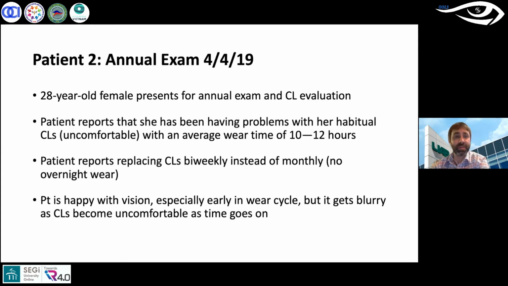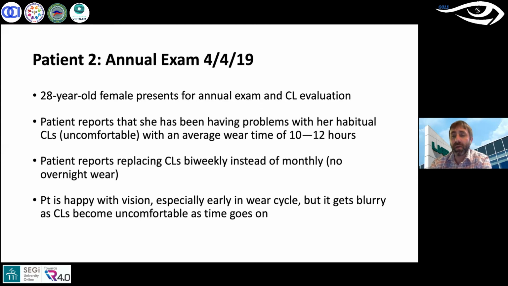This brings us to case 2. So we're going to build and get more complex as we go. Case 2 is a 28-year-old female, came in for annual exam. The patient reported that she's been having problems with her habitual contact lenses. She's been wearing them for 10 to 12 hours per day, but they've only been comfortable for 4, 5, 6 hours a day. So much less comfort than we would hope for. And I think this highlights 2 questions that we should be asking our patients.